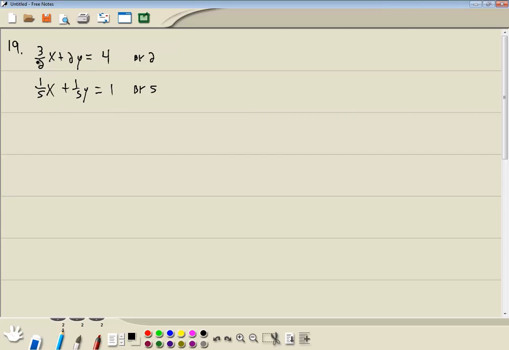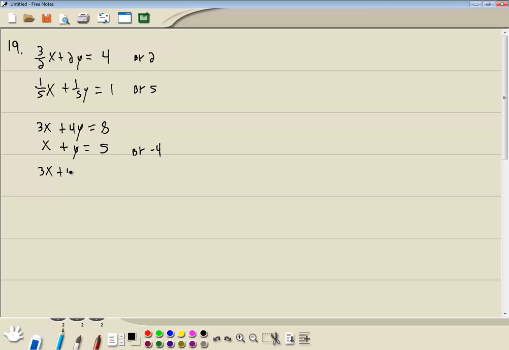Now 2 times 3/2 x gives us 3x. 2 times 2 gives us 4y. And 2 times 4 gives us 8. Now here 5 times 1/5 is 1, so that's 1x or x. Plus 5 times 1/5 is 1, or 1y or y. And 5 times 1 is 5. Now it's much easier to work with. I'm going to eliminate the y's, I guess. So multiply the second equation by negative 4.